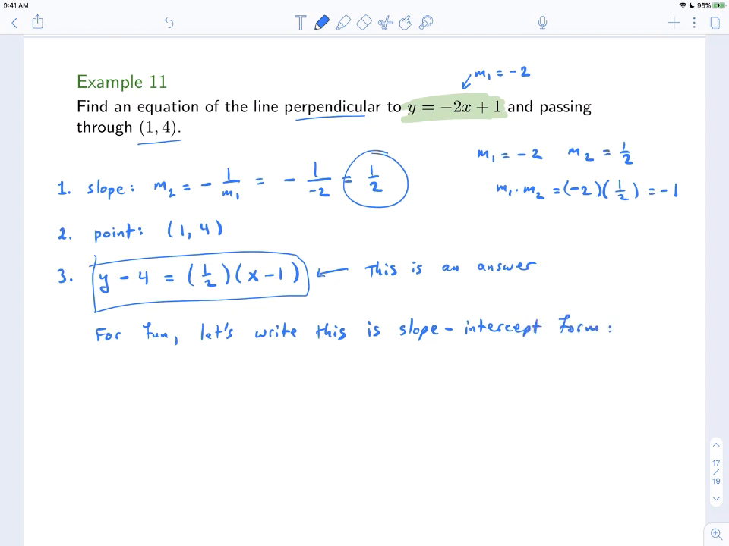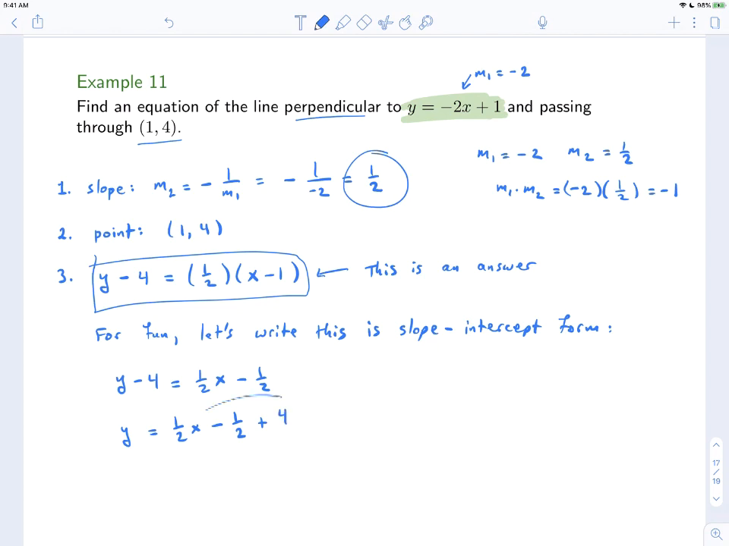And again, all we have to do is solve for y. So our equation is y minus 4 equals 1/2 x minus 1/2. I just multiplied all that out. We add 4 to both sides. y equals 1/2 x minus 1/2 plus 4.